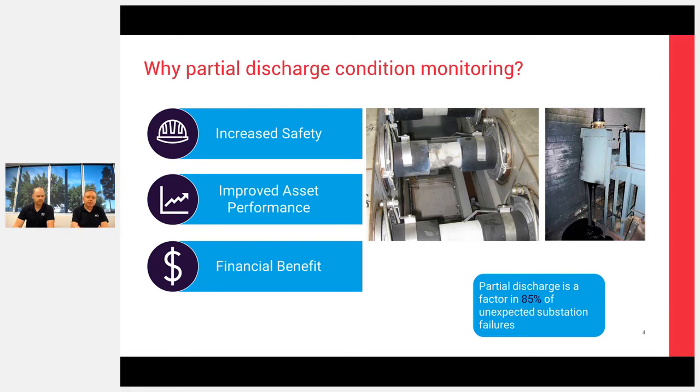And on top of that, we know that if we can intervene and take a problematic asset off the network before it fails, that is going to give us a financial benefit. So fixing before fail is going to give us a significant benefit financially, as well as in the performance of the asset. So all three of those are very much interlinked.